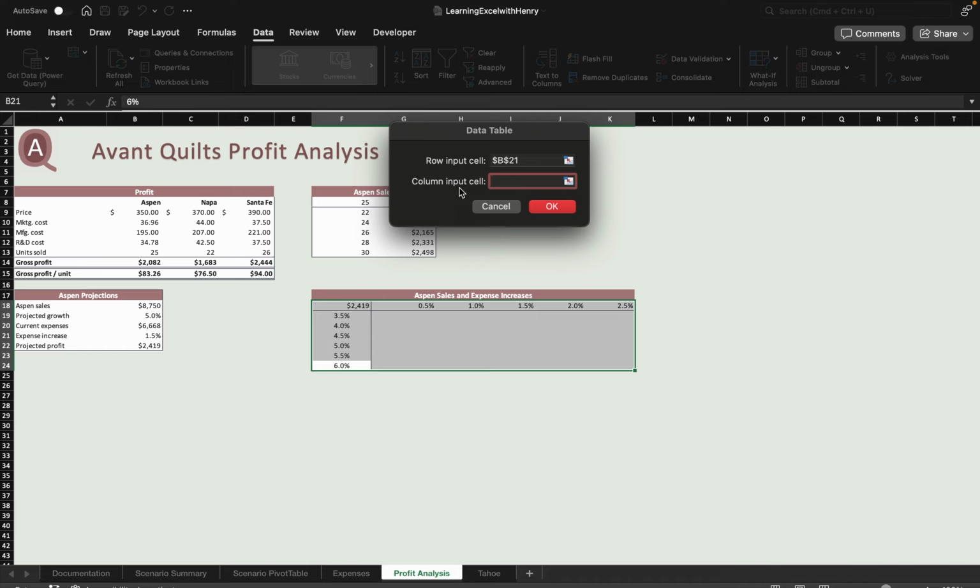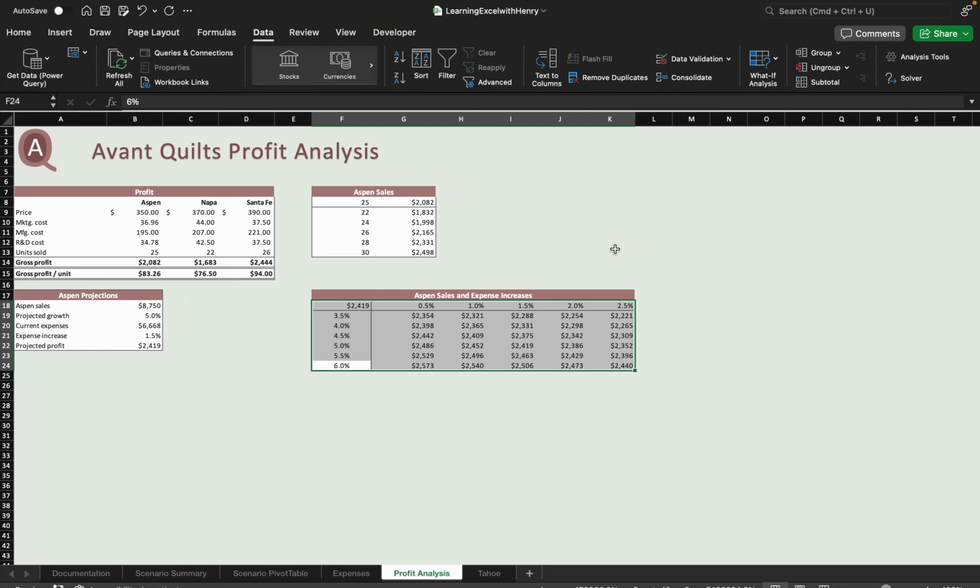And then for the column input cell, she thinks it's going to go up by 5%. So for that, the projected growth, it's going to be this. So we're going to press OK, and that's it. So this is now going to give her an idea of what the projected growth would be depending on a specific percentage and so on.